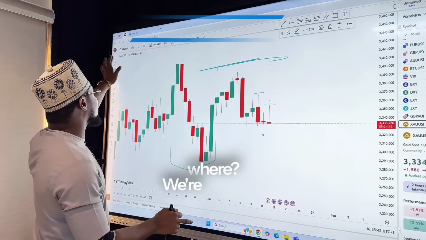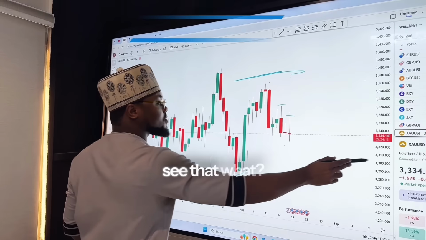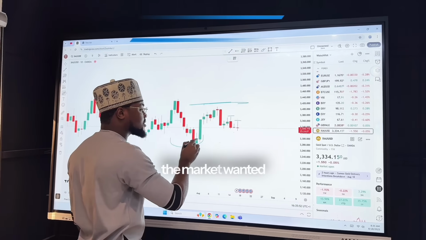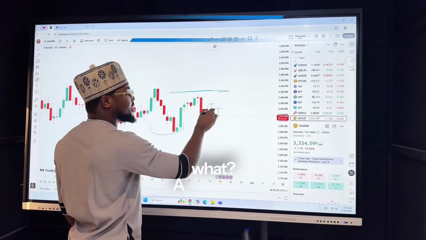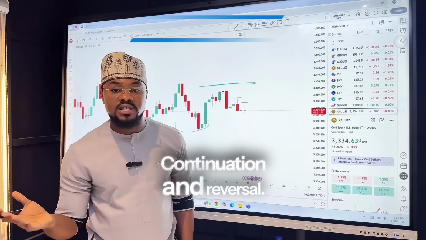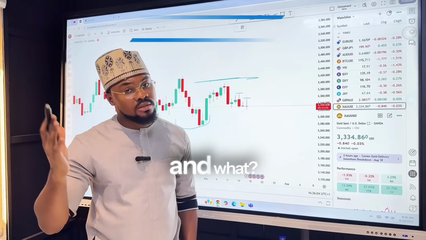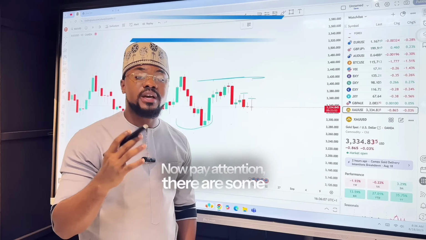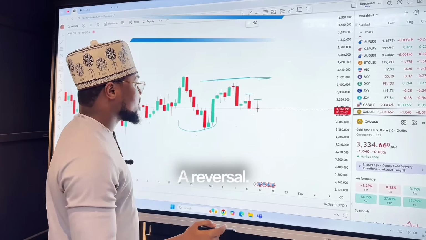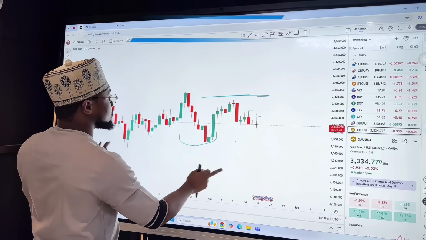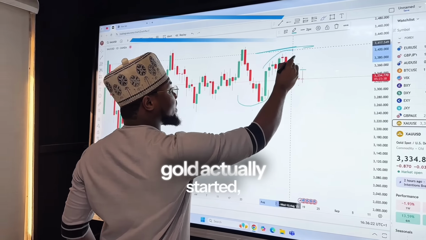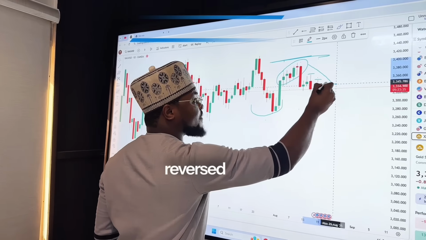All right. Now we're currently in our daily time frame, and we can see that we've already highlighted this level and this level. Clearly, you can see on your daily time frame that the market wanted to start pushing, then the market started facing a little bit of resistance. Now, in my market structure video, I talked about continuation and reversal. I talked about exhaustion and reversal also. Now, pay attention. There is some exhaustion that leads to a continuation, and there is some exhaustion that leads to a reversal. An example of this is an exhaustion that leads to a reversal, because at this point, gold actually started showing exhaustion here, then the market reversed back down.